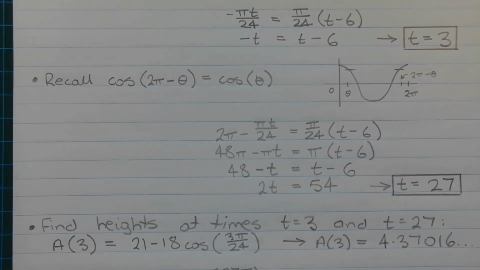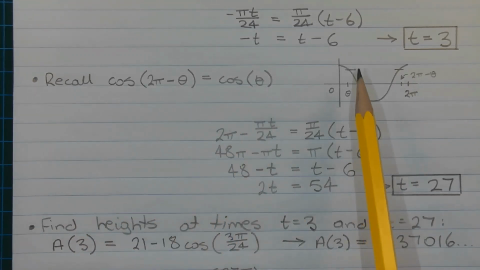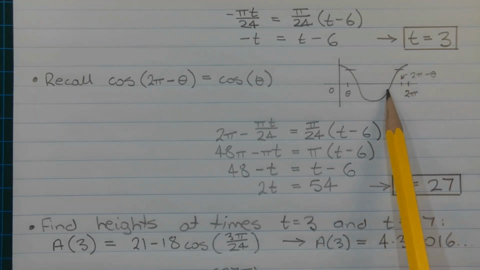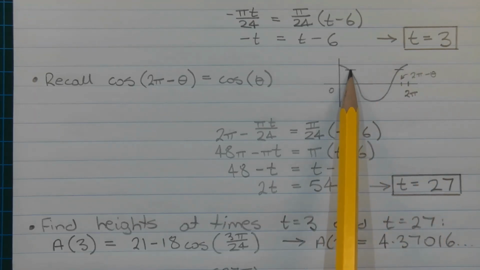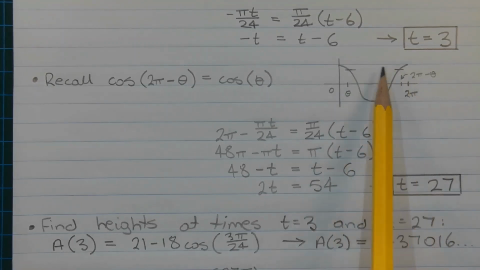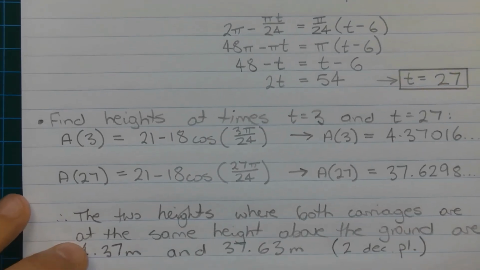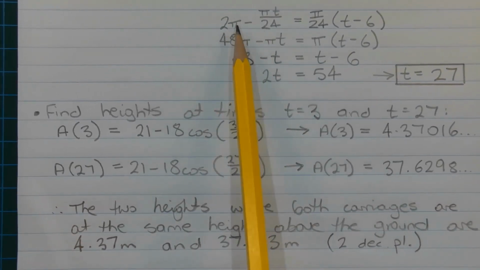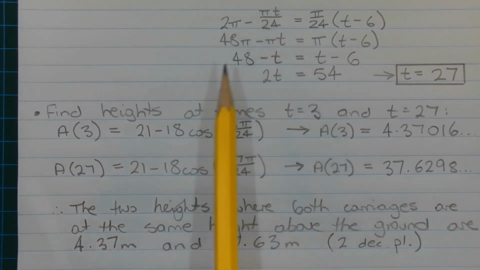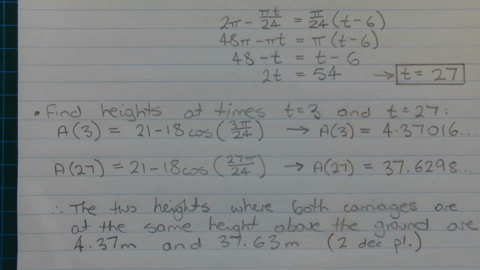Now another property to recall is cos of 2 pi minus theta is equal to cos theta. And I've sketched a cosine curve here. So if that's cos theta here, if we come back from 2 pi to the left-hand side, you end up at the same two heights. So the equation can be 2 pi minus pi t over 24 is equal to pi over 24 times t minus 6.